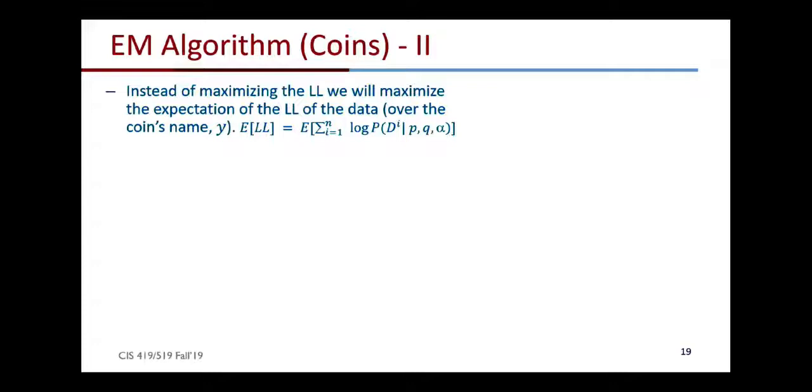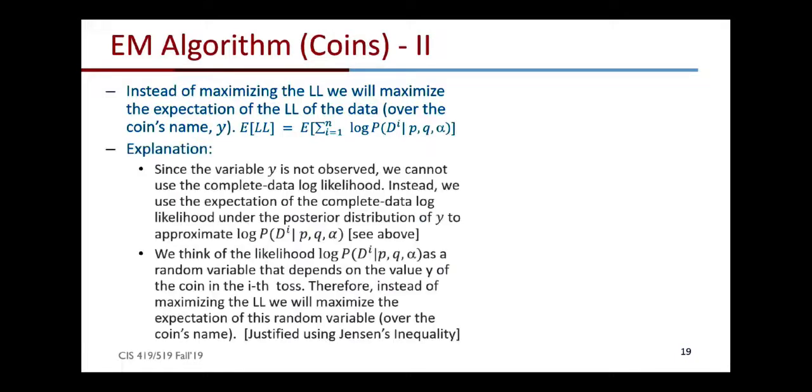You can forget what I'm saying in the next 3 minutes and just skip to how I'm using it in the next slide, or just believe this explanation. So really what we are doing is the following thing. We cannot use the standard complete data log likelihood formula. So we're going to use the expectation of the complete data log likelihood under the distribution of y, the posterior distribution of y, in order to approximate it.